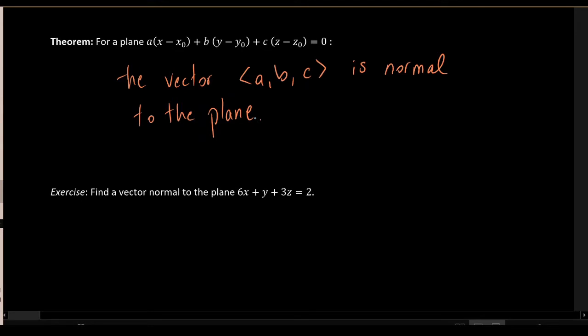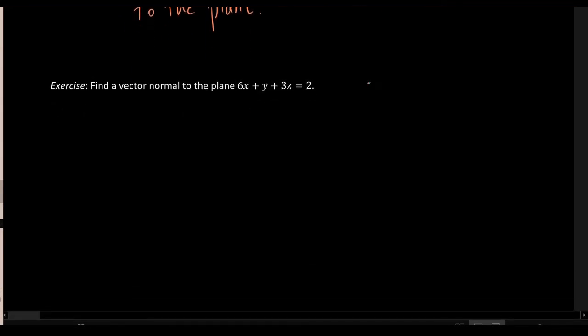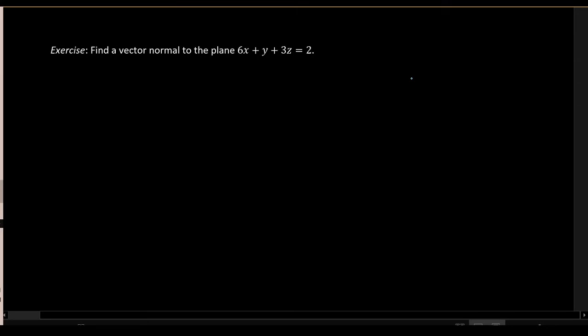The vector ABC is perpendicular to every vector inside the plane. So as a quick example, let's find a vector normal to the plane 6x plus y plus 3z equals 2. This kind of question can be answered very quickly.